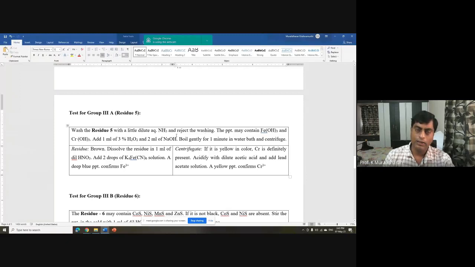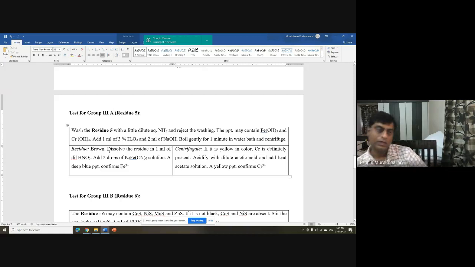Right? I'll repeat, you are taking that residue, washing with the ammonium hydroxide solution or ammonia solution, and adding the hydrogen peroxide and sodium hydroxide and boiling it. So when you are boiling, if you get a precipitate, and the precipitate is brown in color, you may get a different color precipitate. If you get a different color precipitate, don't worry. You have to get the brown precipitate.